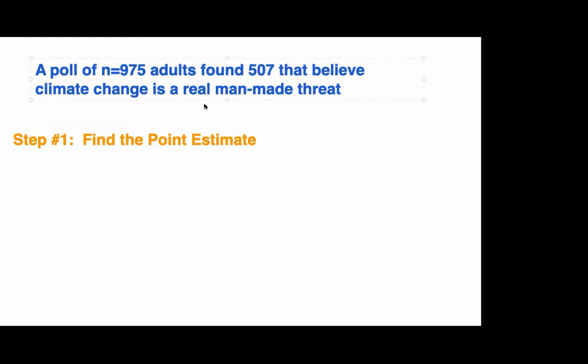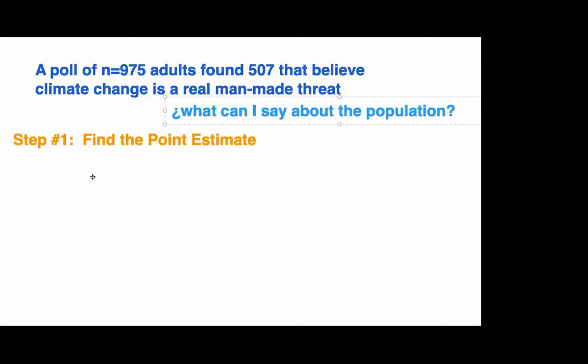A poll of n equals 975 adults found that 507 believe climate change is a real man-made threat. So the question that's driving what we're doing here is, what can I say about the population? In other words, what proportion of the population actually believes that climate change is a man-made threat? So step one is to find the point estimate. I'll go ahead and write this out here. Whoa, what happened?